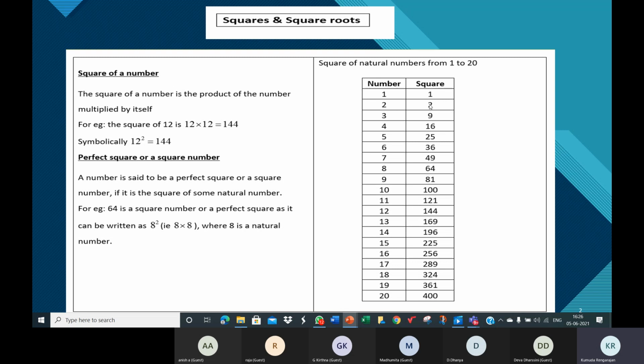So 2 squared is 4, children, here. 3 squared is 9, 4 squared is 16, 5 squared is 25, 6 squared is 36, 7 squared is 49, and so on. 81, 100, 121, 144, 169, 225. Yeah, the others are perfect. Do we understand this one, children? Yes, ma'am. All right.